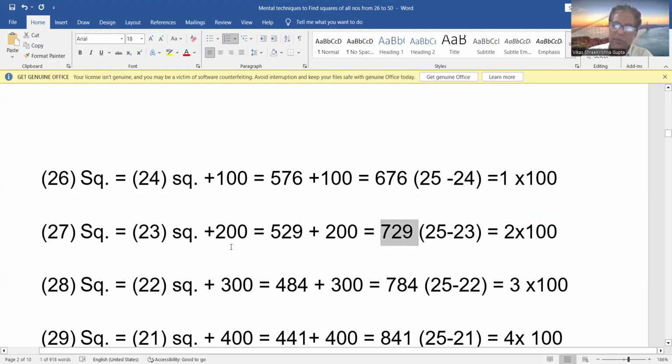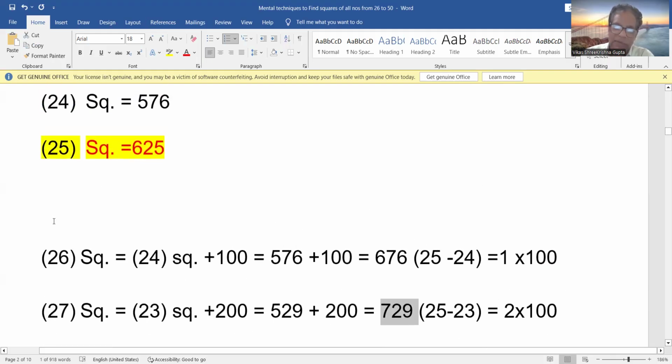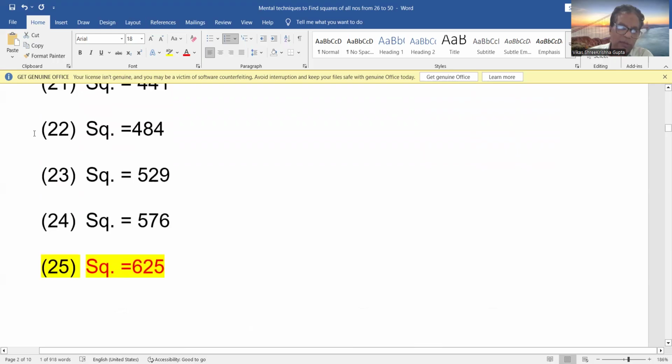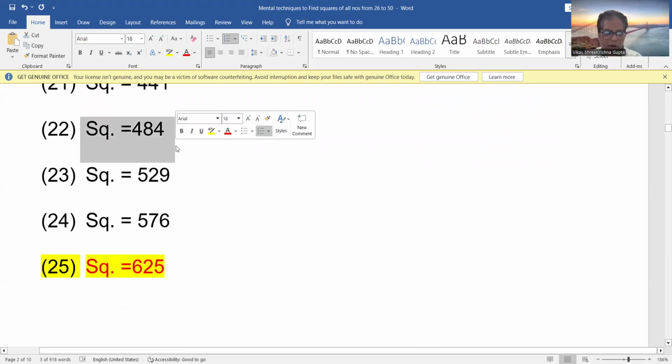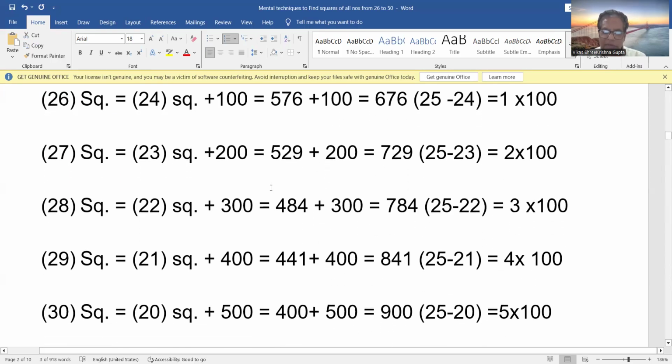In the same way, suppose I have to find the square of 28. Now 28 is 3 steps ahead of 25. So what will I do? I will go 3 steps back and I get 22. So I will add 3 into 100, that is 300, to the square of 22, that is 484. So 484 plus 300 is equal to 784.